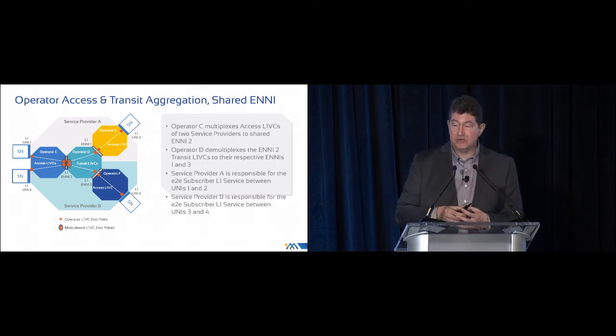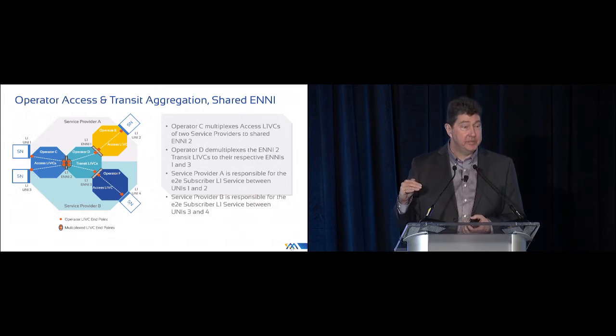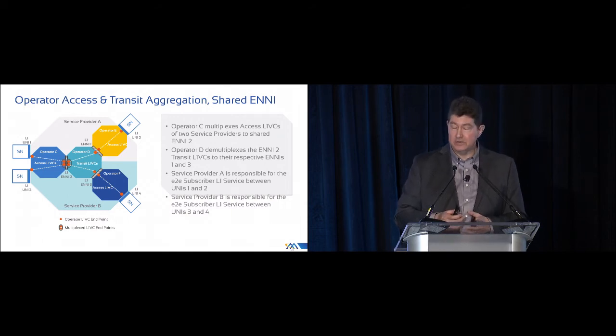So putting that into a picture, here in the shaded background, we're showing a service provider A network in the top half, and in the light blue, the lower half is a service provider B network. Both of those service providers are dealing with those 4 operators, C, D, E, and F. In the case of service provider A, it's made an arrangement with operators C, D, and E to provide operator L1 VCs to interconnect UNI 1 at the top left with UNI 2 at the top right.